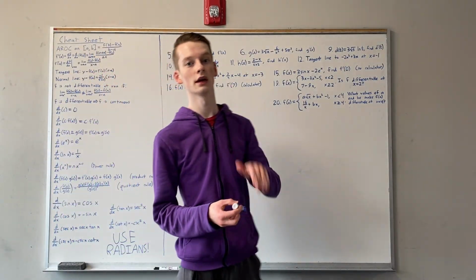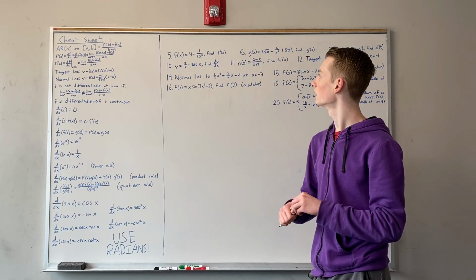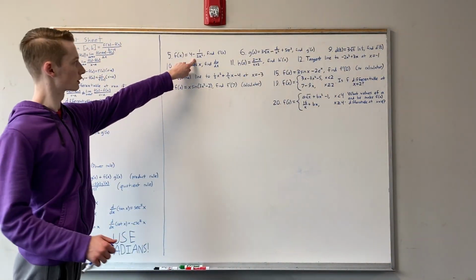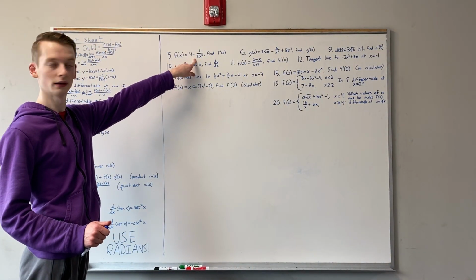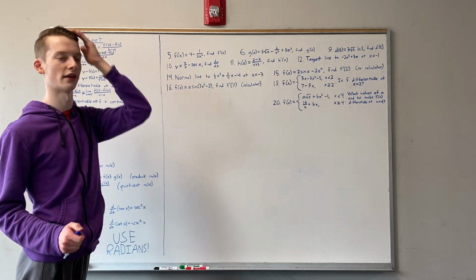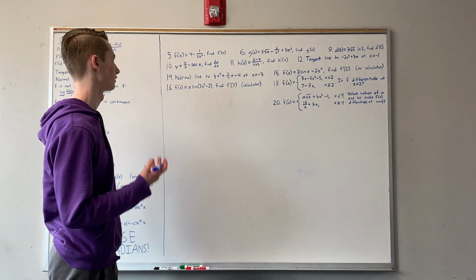This is just straight differentiation practice. If f of x equals 4 minus 1 over 2x squared, then let's find the derivative of that, f prime of x, the derivative of that with respect to x.